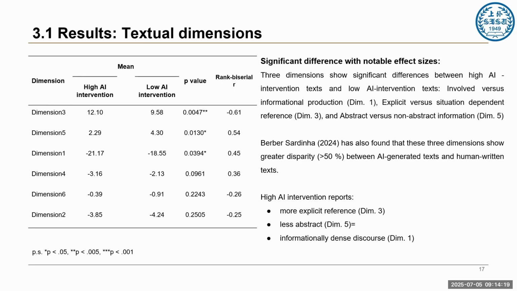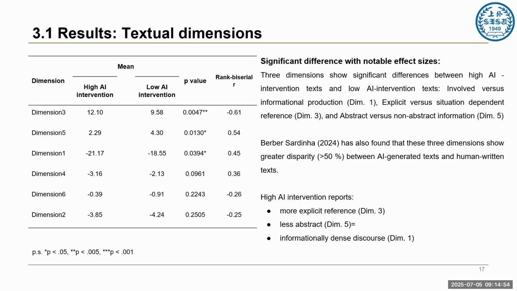Then next is about textual dimensions. We found that these three dimensions show statistically significant differences between high AI intervention texts and low AI intervention texts. And it aligns with the results found in Berber-Sadinha in 2024, that these three dimensions also show greater disparity between AI-generated texts and human-written texts.